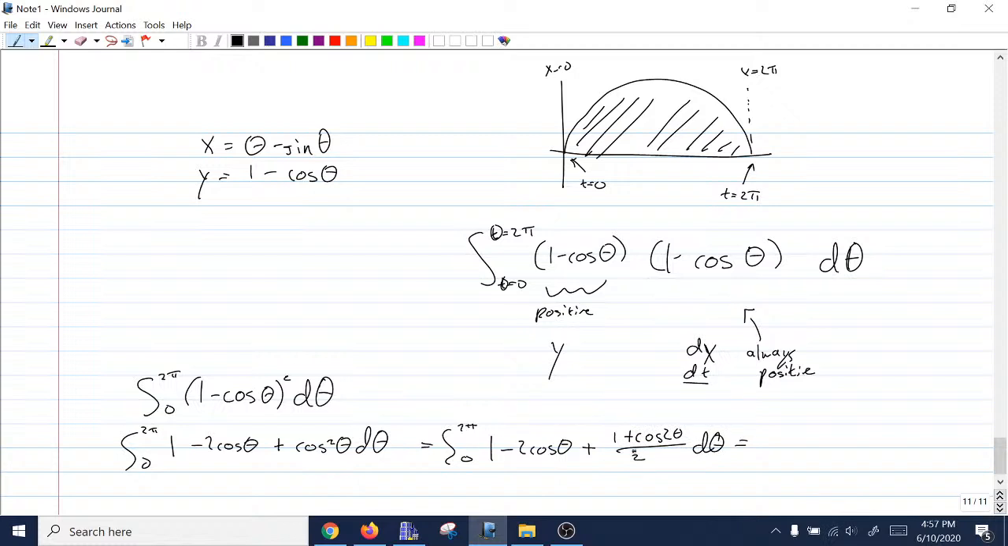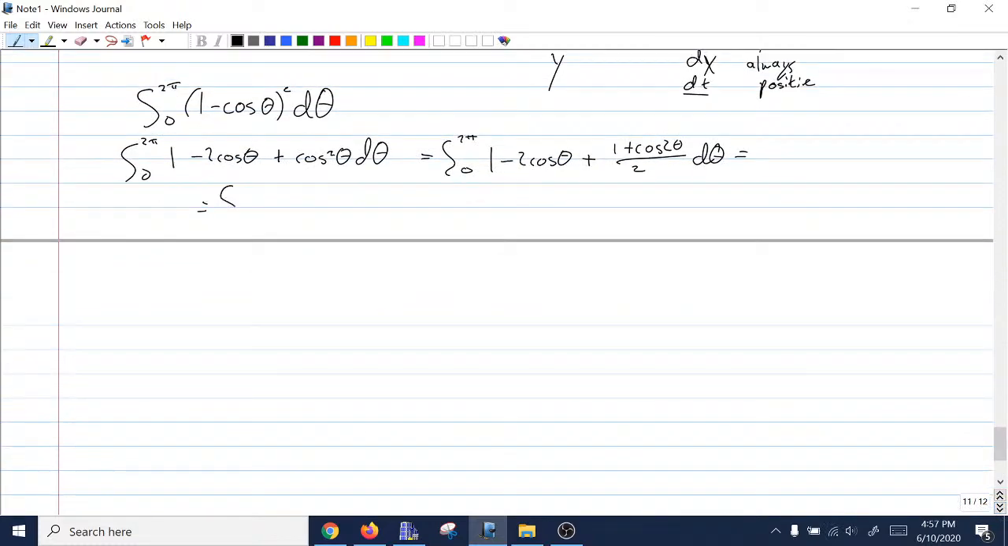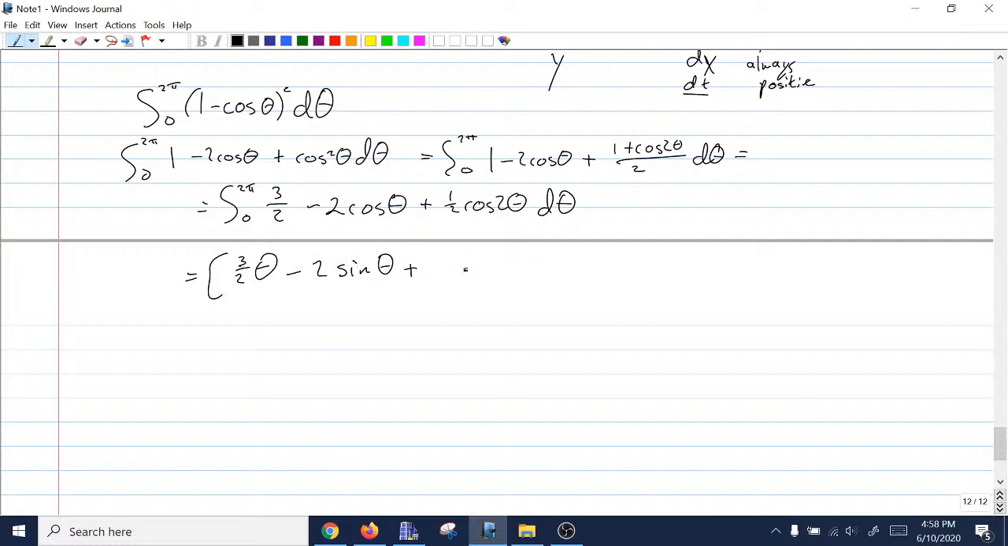1 plus a half is 3 halves. I'm just doing an integral now. There's not really anything interesting going on anymore. Okay, now we're ready to actually do the integral. Integral of 3 halves is 3 halves theta. Integral of 2 cosine theta is 2 sine theta. Integral of cosine 2 theta is sine 2 theta divided by 2. Evaluate all this from 0 to 2 pi.